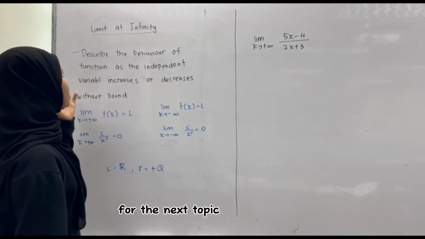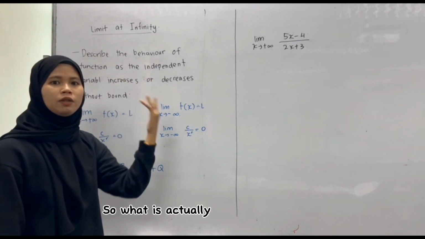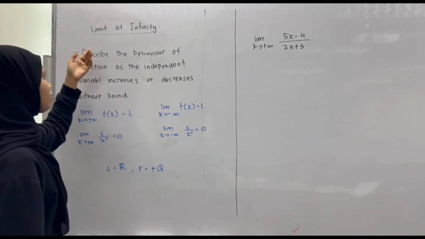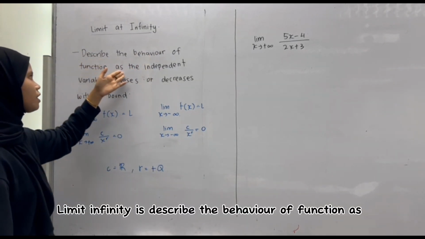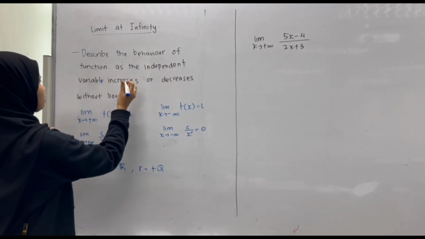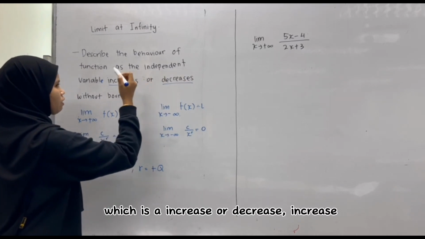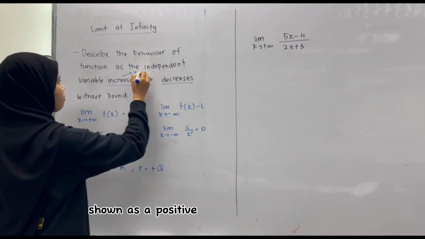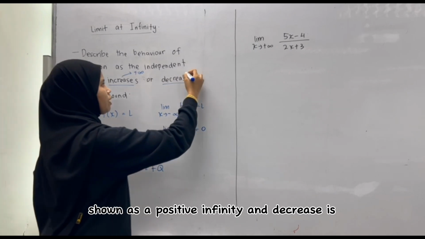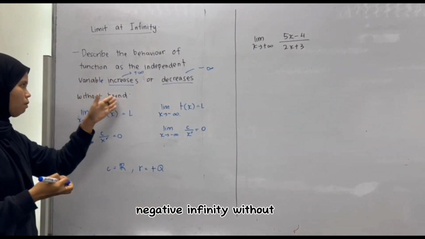For the next topic, limit at infinity. So what is the limit at infinity? It describes the behavior of a function as the independent variable increases or decreases. Increase is shown as positive infinity and decrease as negative infinity, without bounds.